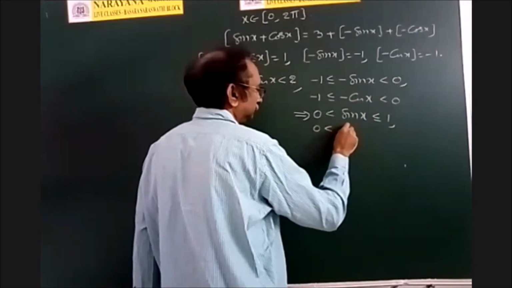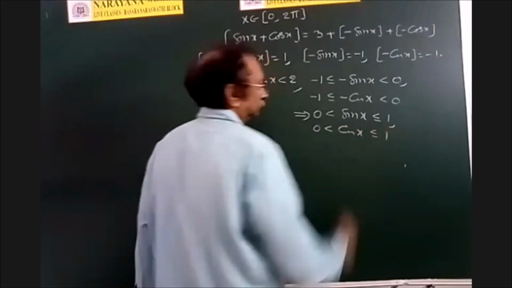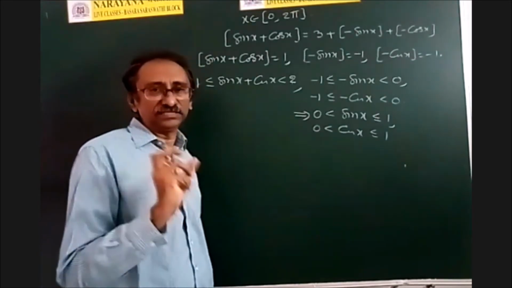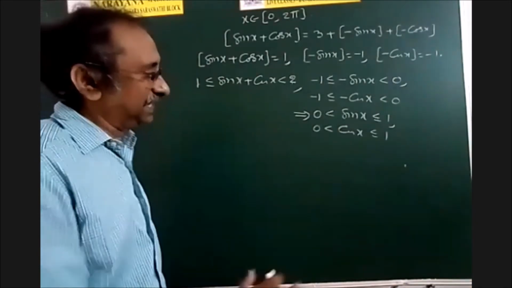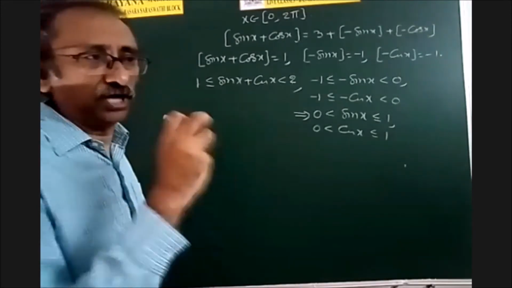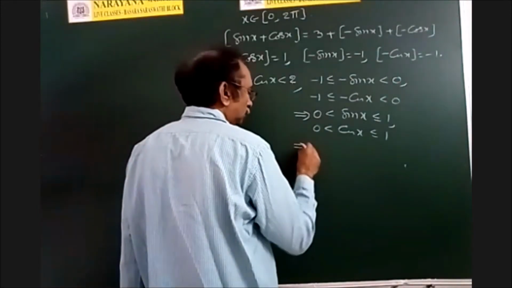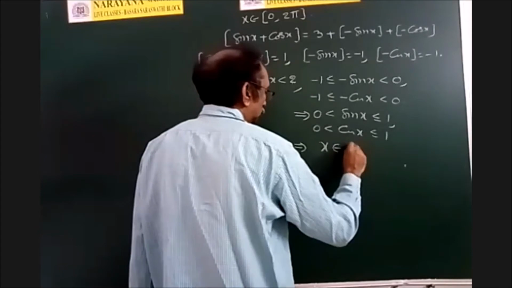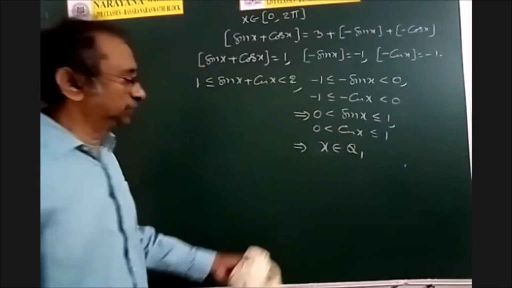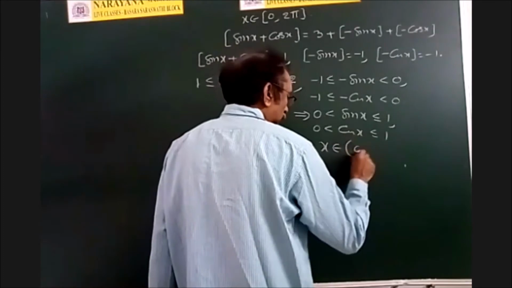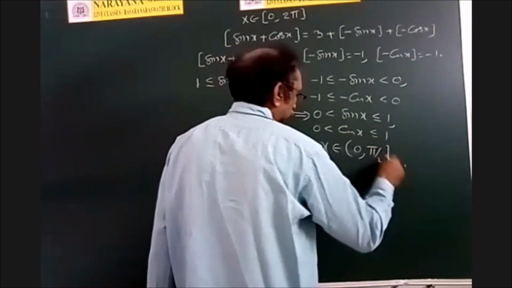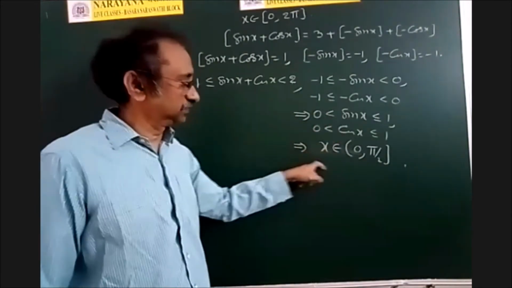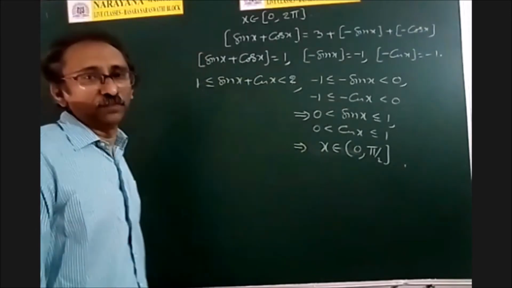Multiply with minus. And now see, sin x should lie in between 0 and 1. Cos x should lie in between 0 and 1. That means sin x is positive, cos x is positive. So both are positive in which quadrant? First quadrant. So x belongs to the first quadrant. Of course, it is not equal to 0. That means it belongs to 0 to pi by 2. So the x values which satisfy these two conditions must belong to the first quadrant, 0 to pi by 2.